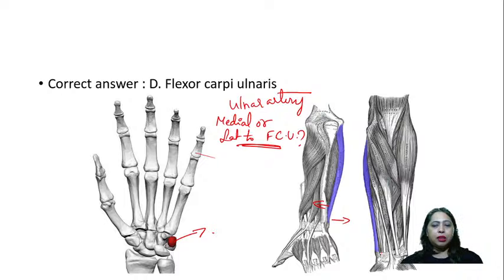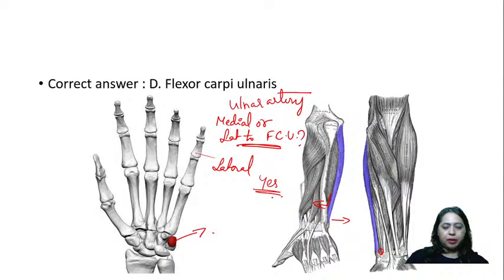See here. This one is the ulnar artery. See, this is where it is. So it is lateral to the tendon. Yes, Suman, lateral to the tendon.